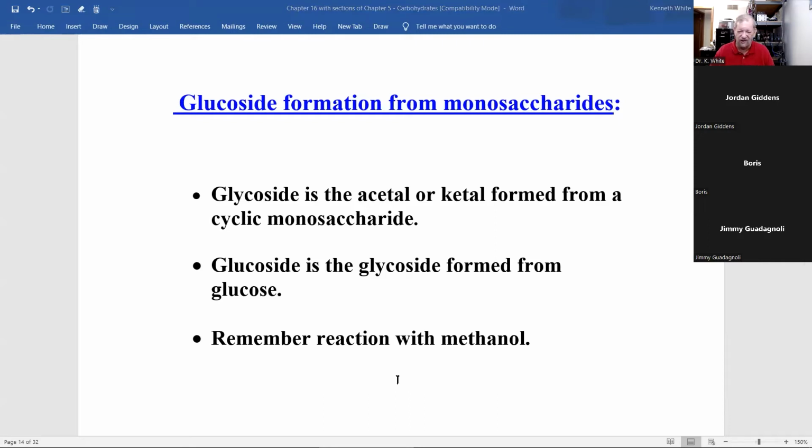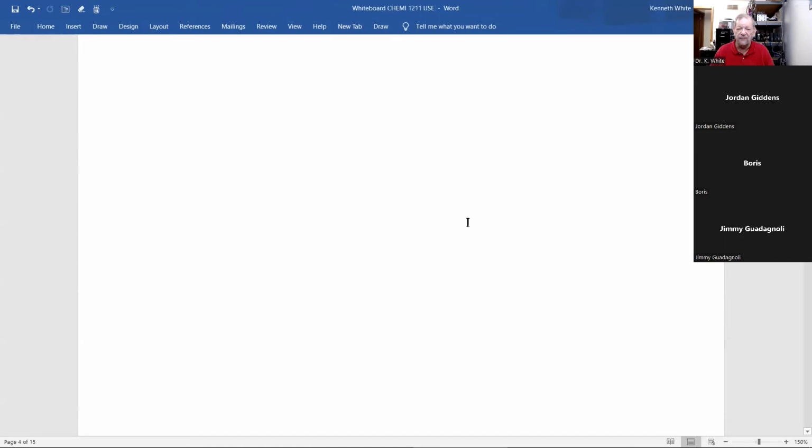So let's look at something. Now, I promised no new reactions, but this is going to be a wrinkle on a past reaction that you learned for test 2.